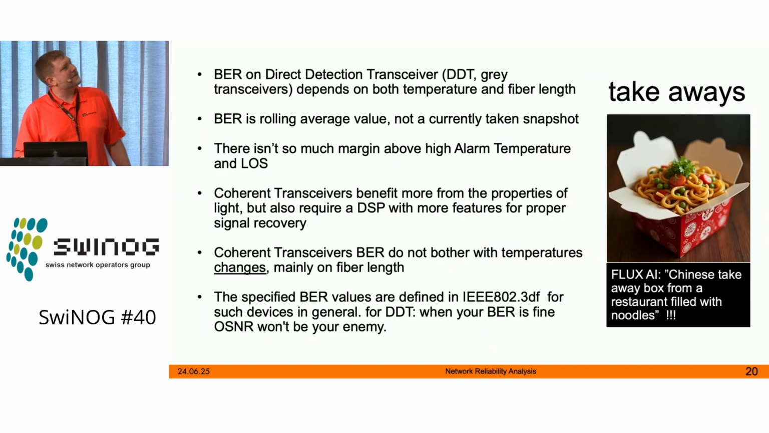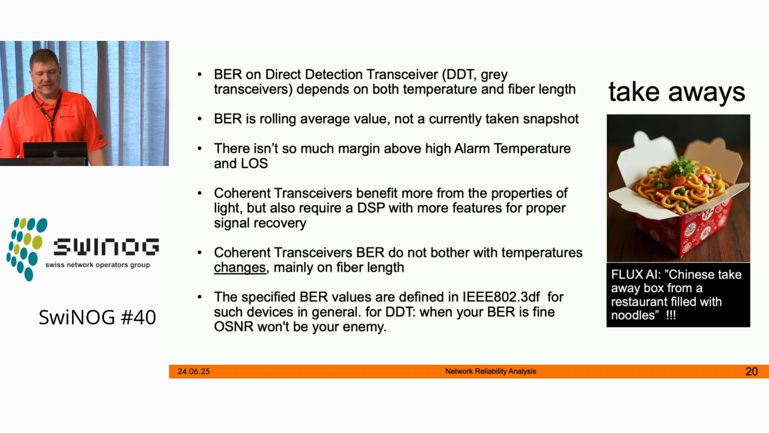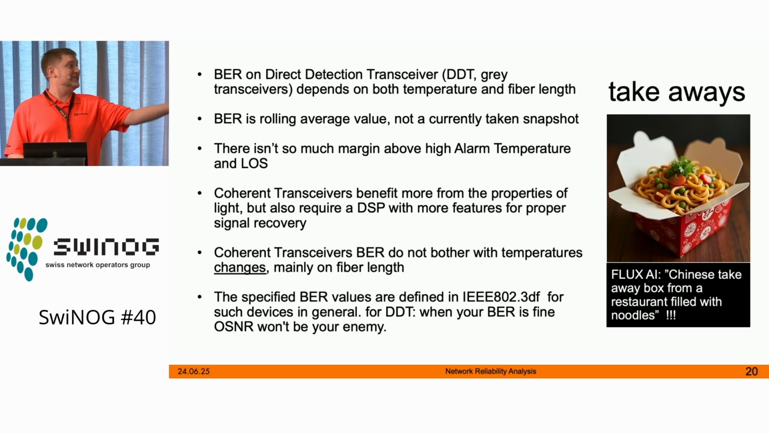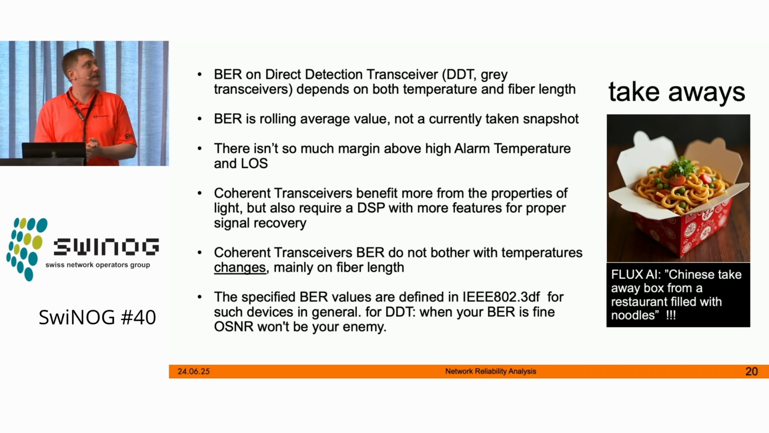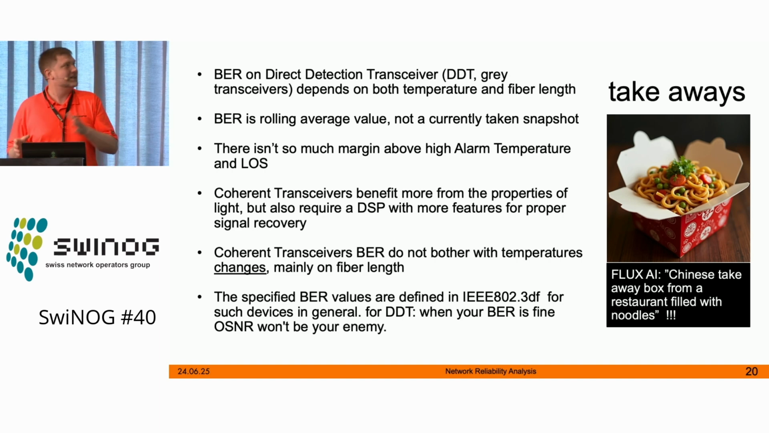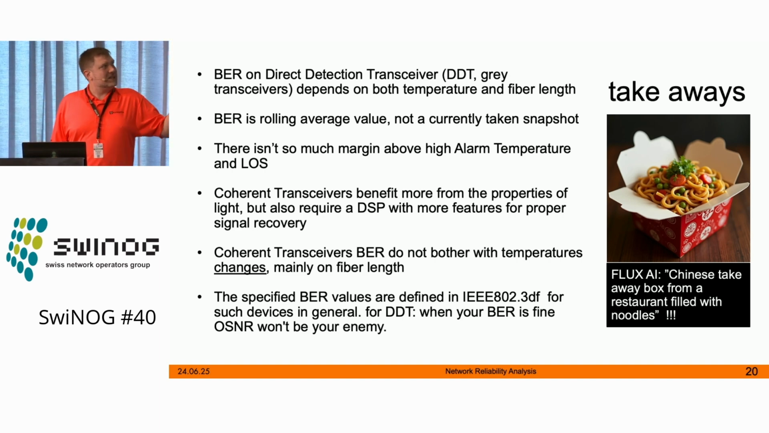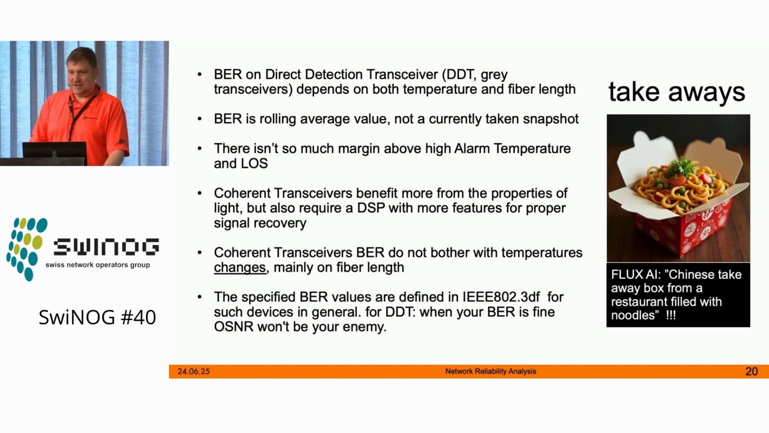And yeah, basically some takeaways. And as our first speaker mentioned, slides require some sort of AI. So we decided to generate a picture and with a little bit of summary. So bit error rate on direct detection transceiver depends on both temperature and fiber length. Look for that. Bit error rate is the rolling average. I forgot to mention that more.